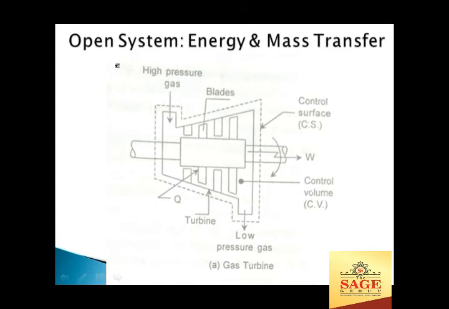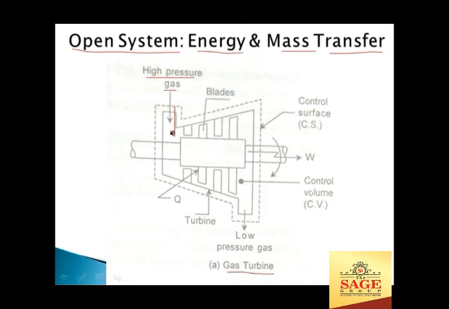Similarly, if we go for the open system, which is more common, in the open system energy as well as mass both can be transferred across the boundary of the system. Here we are taking the example of the gas turbine. You can see this is the whole picture of the gas turbine. The high pressure gas is entering here in the turbine section.